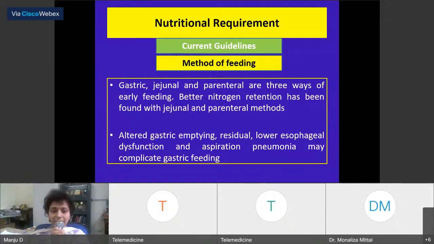So there are various feeding methods. The common feeding methods for severe TBI patients: others can eat orally, but here it is gastric feed, jejunal feed, and rarely parenteral nutrition. These are the 3 ways of feeding. Better nitrogen retention is associated with jejunal and parenteral feeding. But altered gastric emptying, lower esophageal dysfunction, and aspiration pneumonia, all these complications are expected in these patients, and this all complicates the gastric feeding.